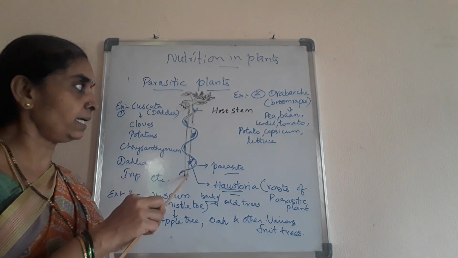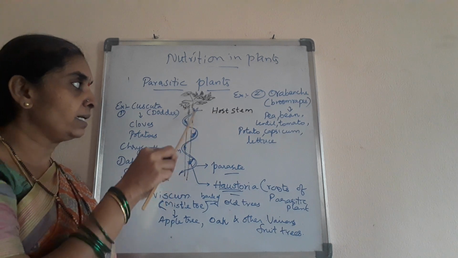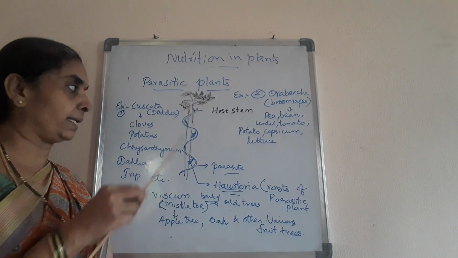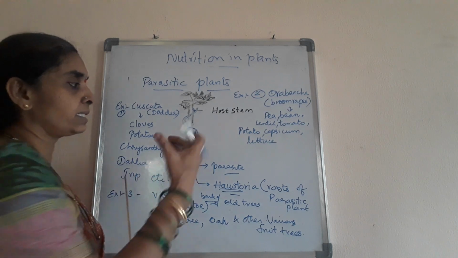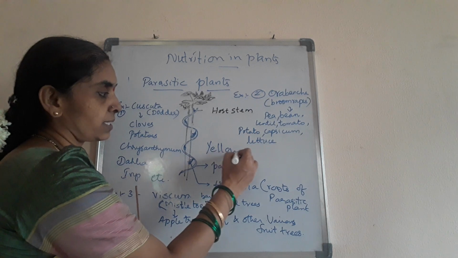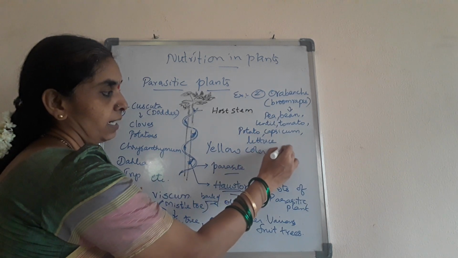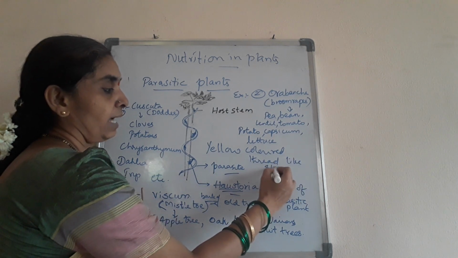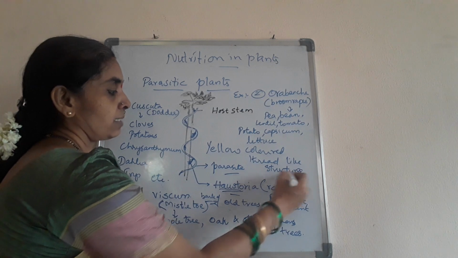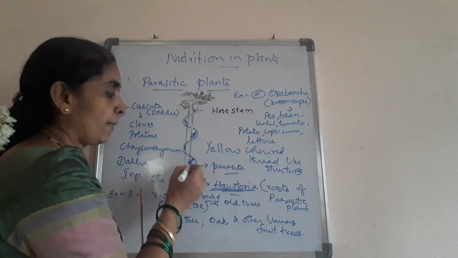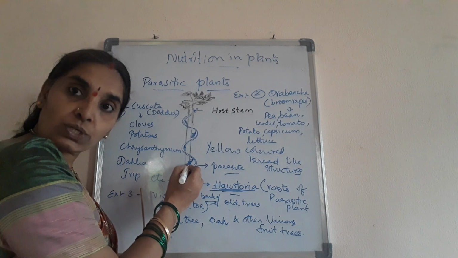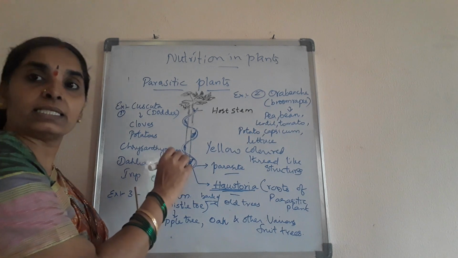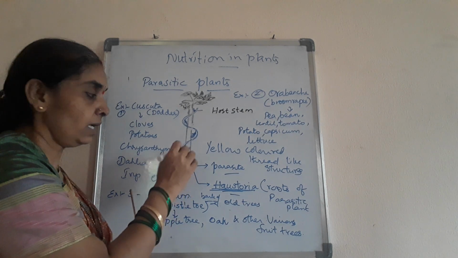This is the host plant. This is the stem of the host plant. It's twining over the stem of the host plant. This is the parasitic plant. If you see it, they are yellow colored thread-like structures. They have the roots called haustoria. They penetrate into the deeper layers of the tissues of the host plant and take the food from the host plant. In such a manner, they get the food from the host plant.